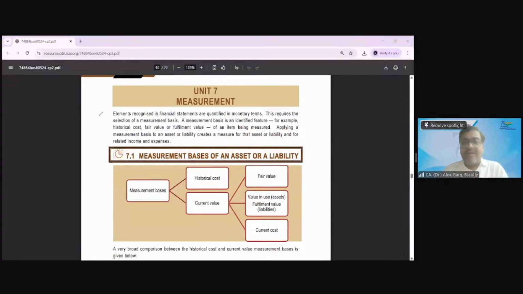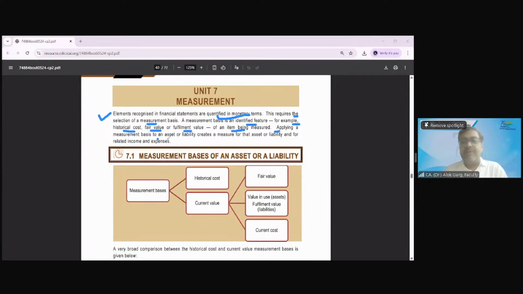So elements recognized in the financial statement are quantified in monetary terms. If anything is not quantified, it is more like a qualitative. This requires the selection of a measurement basis. A measurement basis is an identified feature, for example, historical cost, fair value, or fulfillment value. Fulfillment value means value in use, right? Current cost is more like that, it's like a value in use of an item being measured.